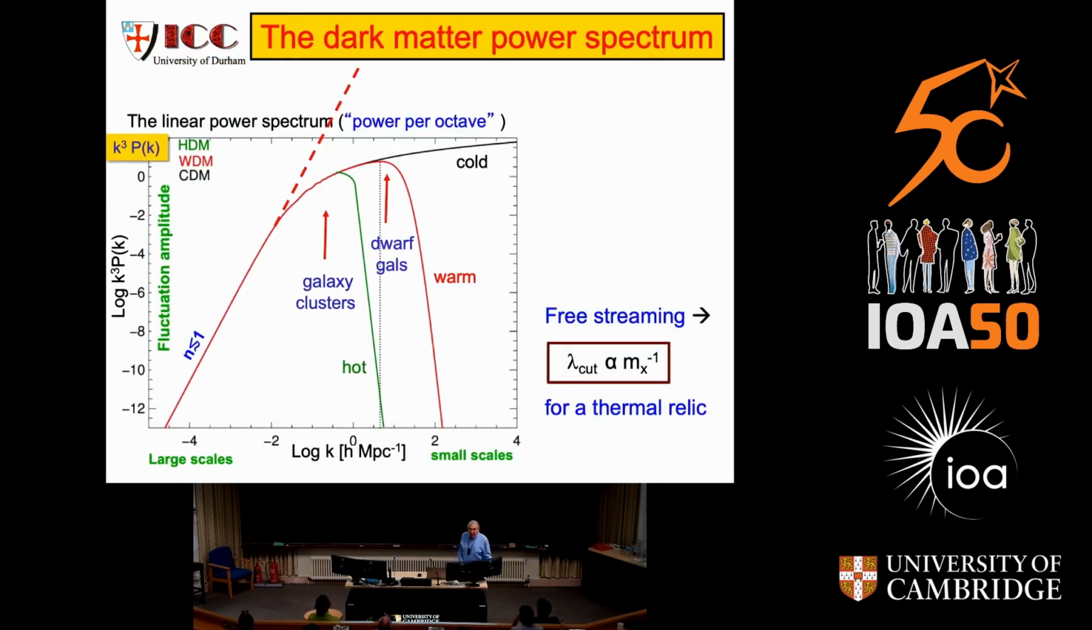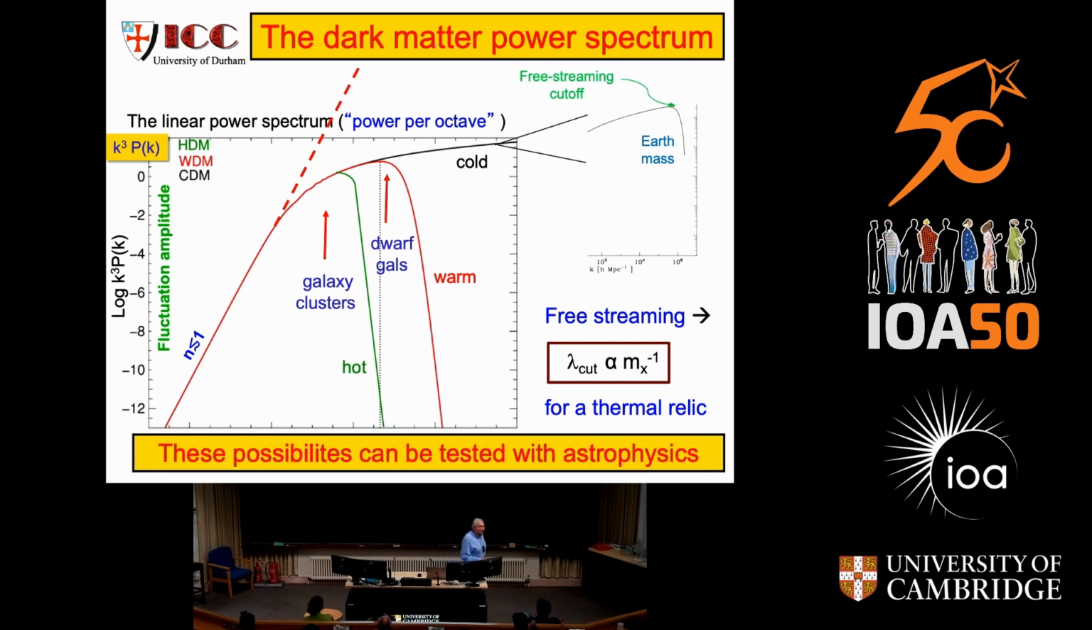What I mean when I say it's well specified is that it gives a power spectrum of fluctuations. The power spectrum of fluctuations is very well determined, say at the epoch of recombination. Inflation predicts a power law, but during the radiation era, fluctuations don't grow as much as they might. In the case of cold dark matter, we have a power spectrum that has a cutoff on the scale of the mass of the Earth, roughly. But if the dark matter was not cold, if it was hot or warm, because these particles free stream, there would be cutoffs in the power spectrum. The great thing is that these possibilities can all be tested with astrophysics.